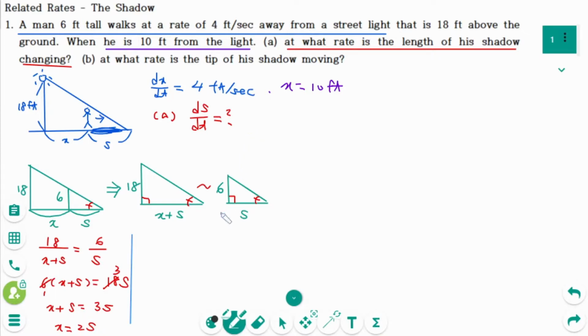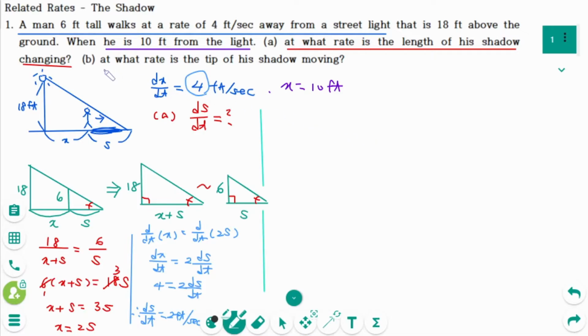Then differentiate implicitly with respect to t. d/dt of x equals d/dt of 2s. Then dx/dt equals 2 times ds/dt. Now plug in the information. dx/dt is 4, equals 2 times ds/dt. That means ds/dt equals 2 feet per second. The length of his shadow is changing at a rate of 2 feet per second.